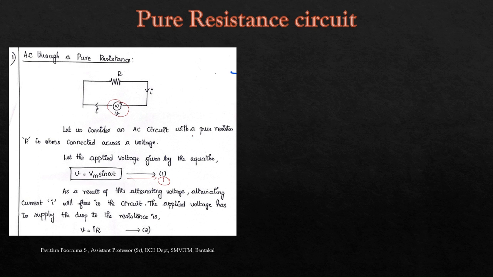Let us consider an AC circuit with a pure resistor R, whose unit is ohms, connected across the voltage, and we write V as Vm sin omega t in a single phase AC supply. Because of the voltage, there will be a current I in the circuit. How do we relate voltage and current? By using Ohm's law, since there is only a resistance in the circuit. Ohm's law is V proportional to I, and R is constant. So the second equation is V equal to I into R.